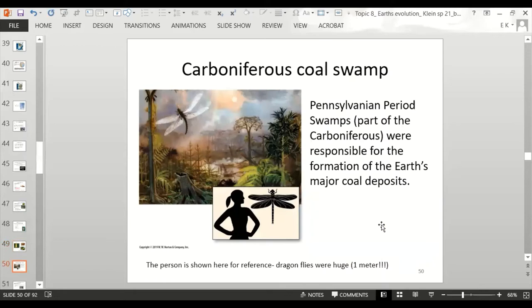And this is more about the Carboniferous coal swamp. So Pennsylvanian period swamps were responsible for the formation of Earth's major coal deposits. And this is a representation of what one of those coal swamps may have looked like. Now, interesting here, there was this image of a dragonfly. And this person is shown next to the dragonfly to show a reference of size. Because the dragonflies at that time were huge. They were like a meter long.